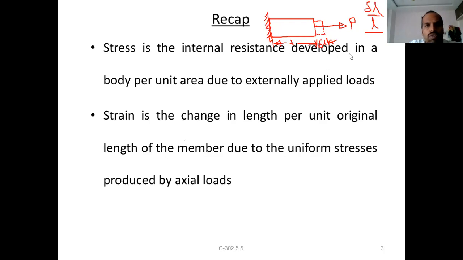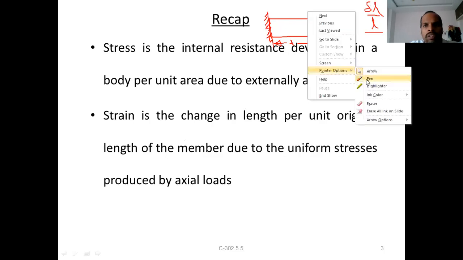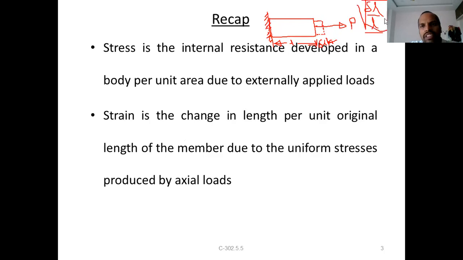Strain is nothing but this: when a body undergoes a change in length delta L, that delta L by L we call strain, denoted epsilon or e. Whereas for stress, we generally use two terms, sigma and F. Sigma is equal to P by A. This is stress, and this is strain.